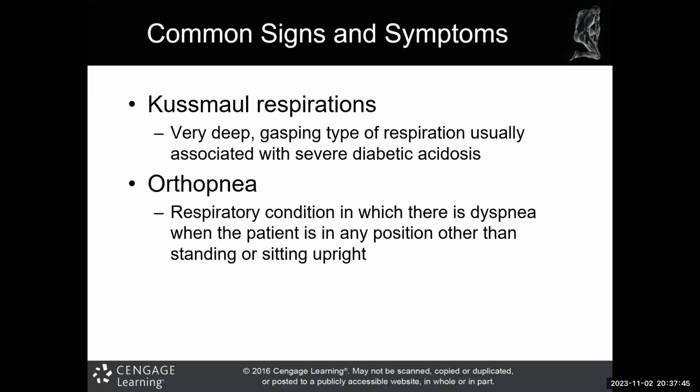Orthopnea is a respiratory condition where there is dyspnea, so you have trouble breathing when the patient is in any position other than standing or sitting upright. So patients who have maybe congestive heart failure, where the heart isn't pumping as strongly as it should, have fluids accumulating in their ankles because the fluid's not going through the body as fast as it should, as forcefully. Fluid might pool in the lungs. They're having trouble breathing. So it's called orthopnea.